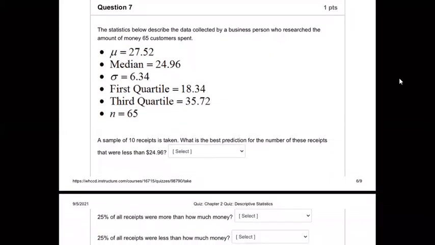Okay, on this question, they're giving us a bunch of data, like from a calculator, and they're asking us questions about it. A sample of 10 receipts is taken. What is the best prediction for the number of these receipts that were less than 24.96? What is 24.96? It's this right here, the median, which means that's the middle of the data, isn't it?